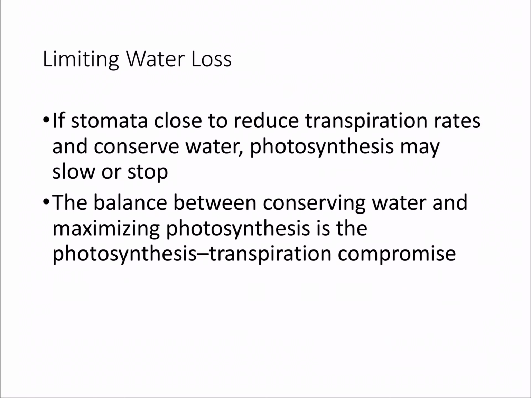Okay, so one of the trade-offs in keeping the stomata open and moving the water again is water loss. So if the stomata close to reduce those transpiration rates and stop water from flowing out so frequently, that's going to affect photosynthesis. It's going to slow. It's going to stop. So that presents itself as a compromise, and plants have evolved based on their environment to keep the stomata open and closed at times when it's best for them.